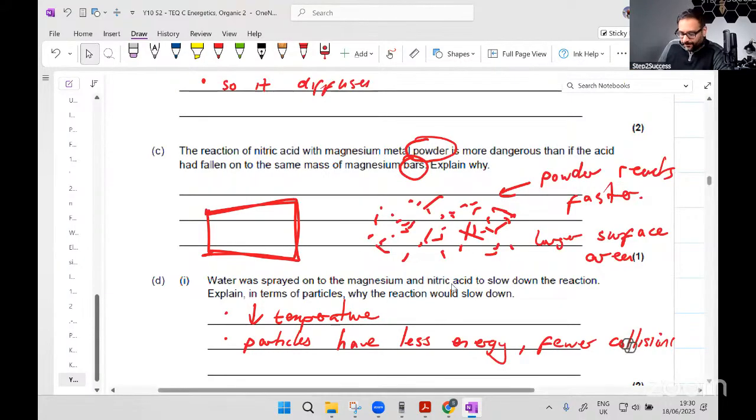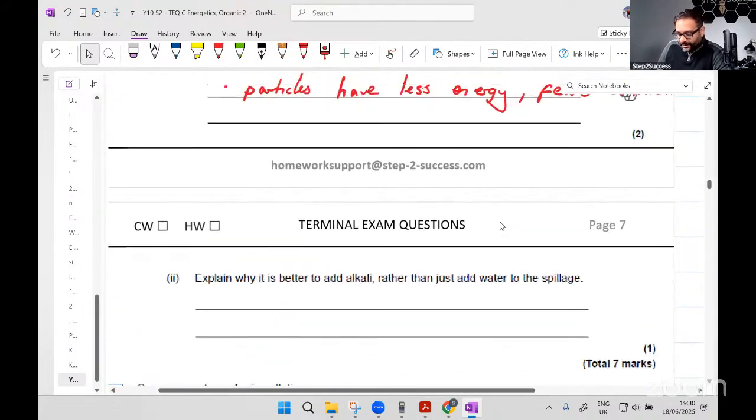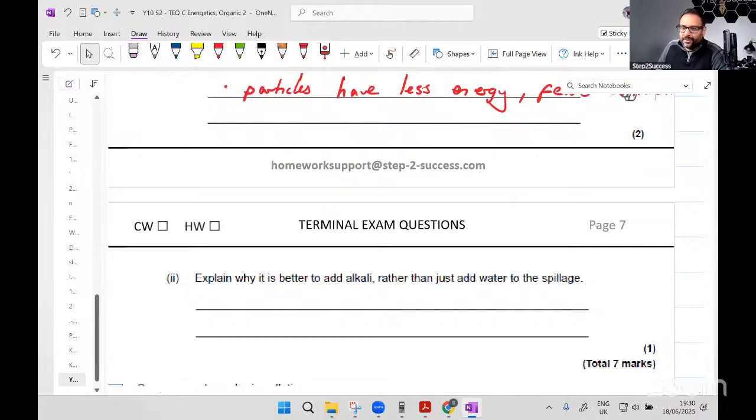Okay. Why is it better to add alkali rather than just water to the spillage? Probably because it neutralizes the acid. Okay, that's what that does.